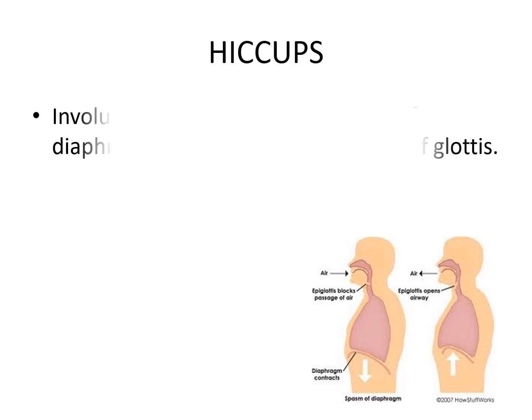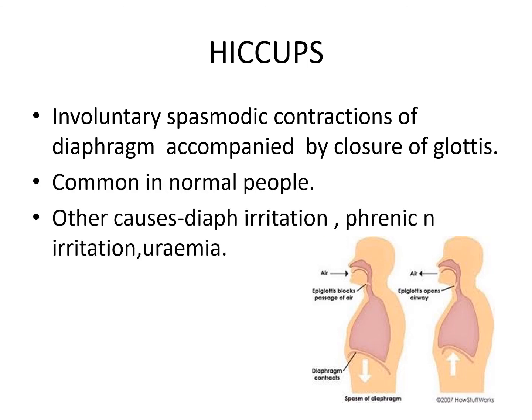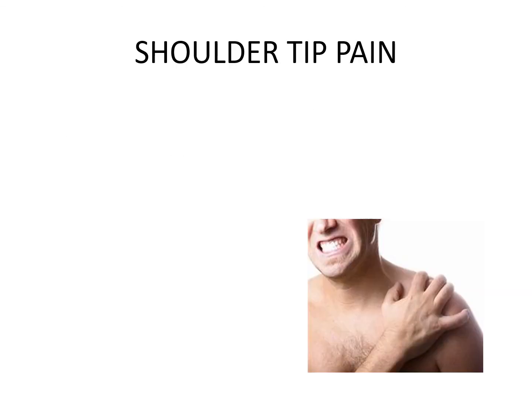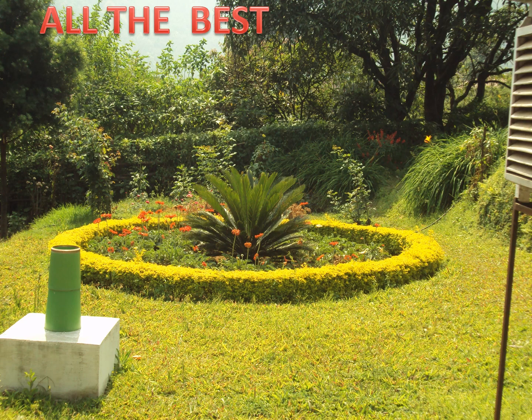Then we have hiccups, that is involuntary spasmodic contraction of the diaphragm accompanied by closure of the glottis, and it is common in normal people. Other pathological causes could be diaphragmatic irritation, phrenic nerve irritation or uremia. Then shoulder tip pain is another. Whenever there is irritation of the diaphragm, it is referred pain in the shoulder because the supraclavicular nerve and phrenic nerve have the same root value.